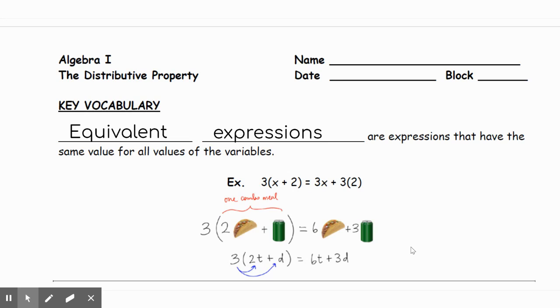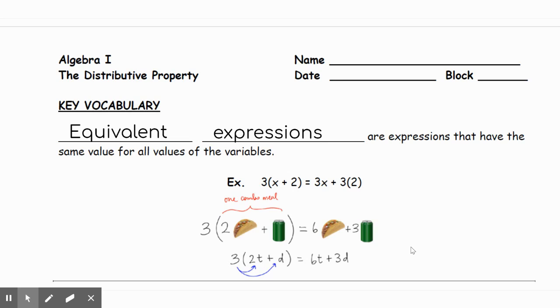So the way you figure this out is, well, there's 2 tacos in 1 combo meal, but you ordered 3. Well, 3 times 2 is 6. So you get 6 tacos. And again, there's 1 drink in the combo meal, but you ordered 3 meals. Well, 3 times 1 is 3. So you end up with 6 tacos and 3 drinks.